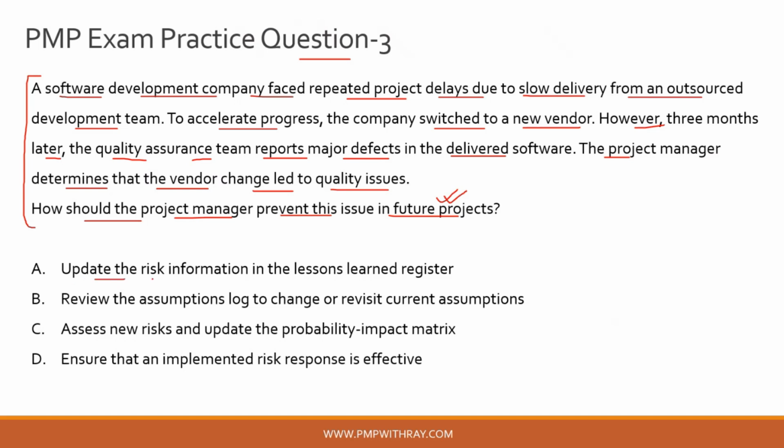Option A, update the risk information in the lessons learned register. This is a very interesting option, guys. While we were looking at the question stem, we inferred that it is talking about something which will give some learning from this project, which needs to be applied in future projects. And if you see lessons learned register as part of option A, you might think that here is the correct answer, right?